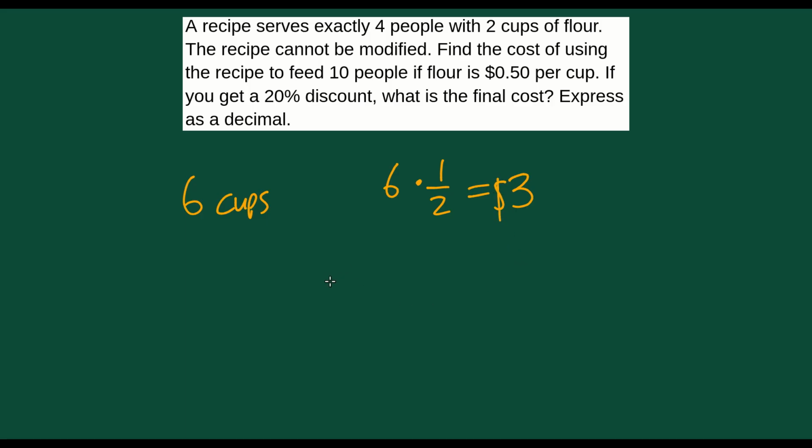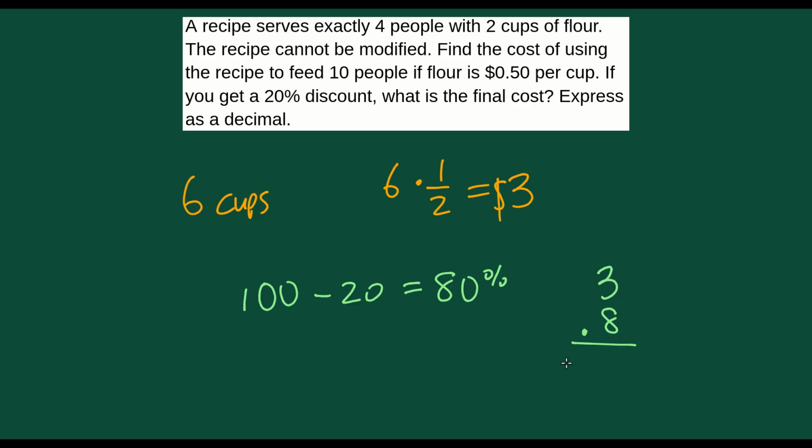And now we're almost done. What is a 20% discount on $3? Well, a 20% discount, right? If this is the total price and we get a 20% discount, we would be paying 80%. So what is $3 times 80%? Well, 80% is 0.8 in decimal form.